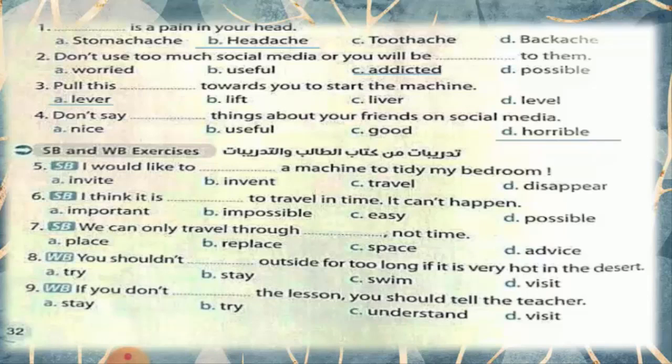Number 5, I'd like a machine to tidy my bedroom. I'd like to invent. Yes, invent يخترع. Number 6, I think it is impossible to travel in time. I think it is what? Yes, impossible. We can only travel through what? Yes, through space, not time.